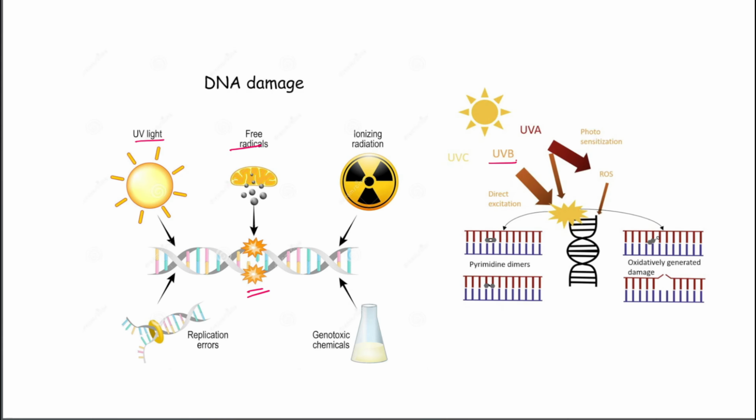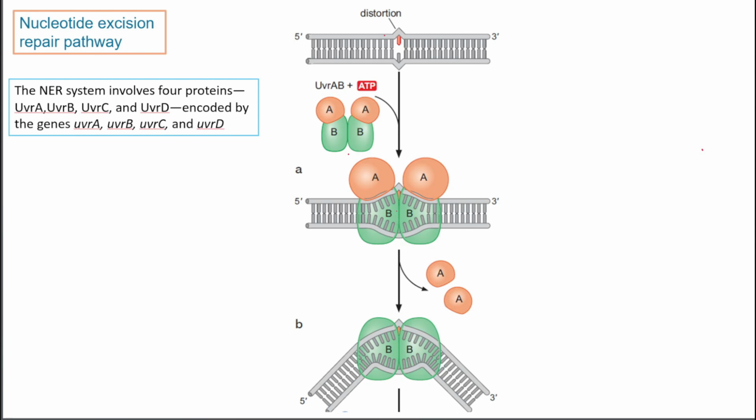Here, UVA and UVB radiation cause pyrimidine dimers and oxidatively generated damage. So in this lecture, we will explore NER step by step. NER in E. coli is largely accomplished by 4 proteins, that is UvrA, B, C and D, which are encoded by the genes uvrA, B, C and D.